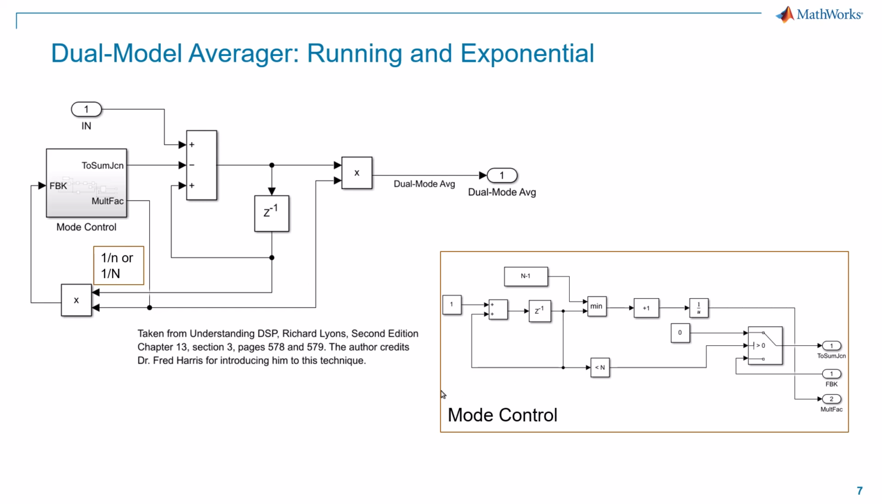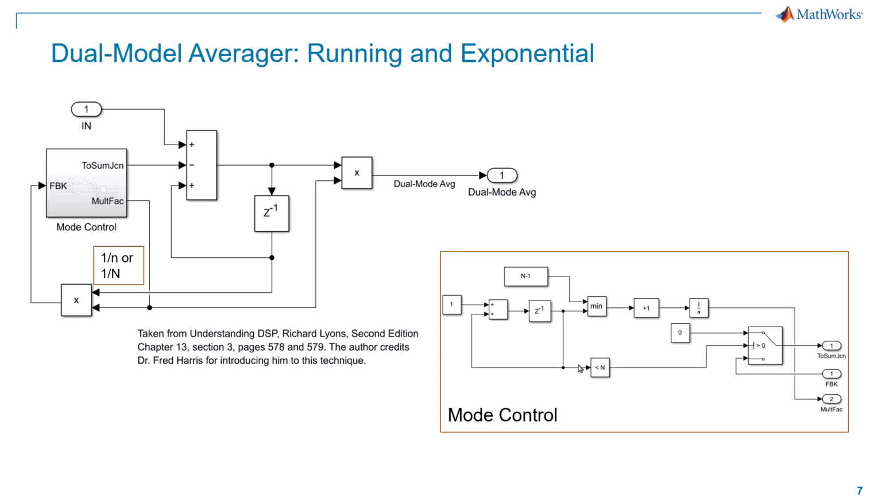We've got something in here called the mode control subsystem, and that is what controls the switching between the two modes, running average mode to exponential averaging mode. And the way that works is we've got an accumulator or counter in mode control, which counts up to N. And while it's counting up to N, it's going to be in running average mode. So again, for the first N samples, it's in running averaging mode.